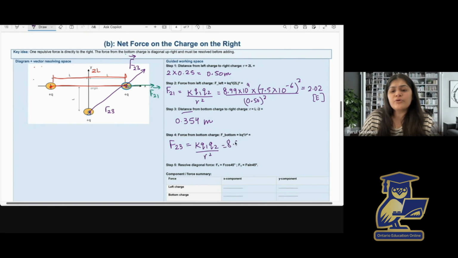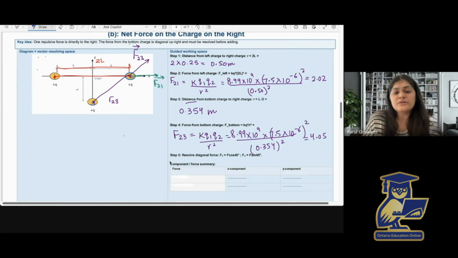I can plug in the values. I will get 8.99 times 10 raised to the power 9 times, since the magnitudes of both charges are the same, I can just do (7.5 times 10 raised to the power negative 6) squared, divided by r squared, where r is 0.354 meter. On solving, we will get 4.05 Newton force, as we got in the previous part.